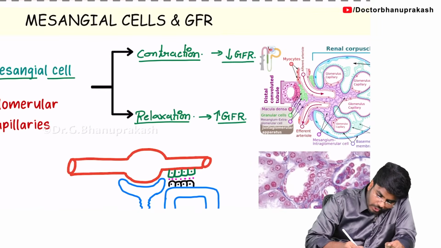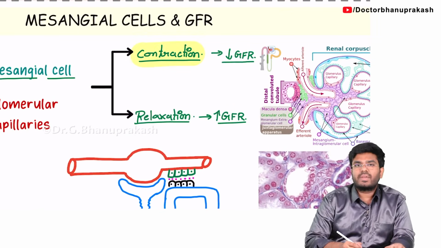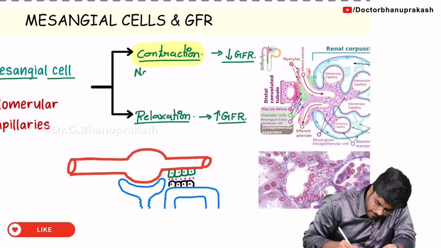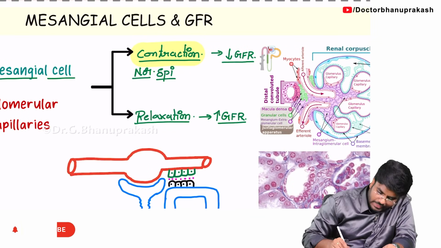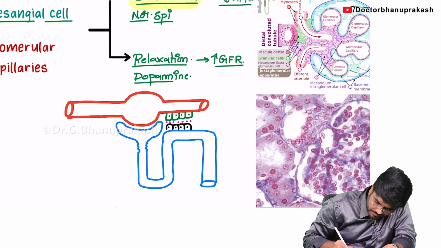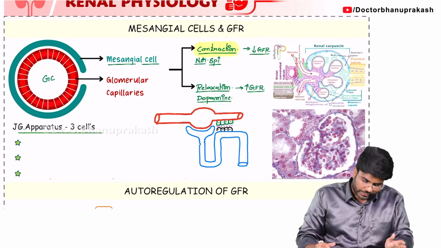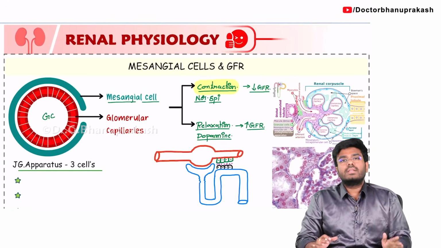The question is, what will cause the contraction of the mesangial cells? The contraction of the mesangial cells is caused by sympathetic neurotransmitters like epinephrine and norepinephrine. And relaxation is done by dopamine. Mesangial cell relaxation happens with the help of which substance? Dopamine, guys.